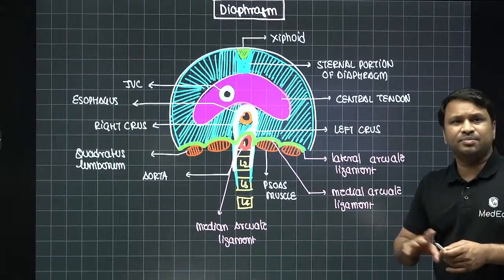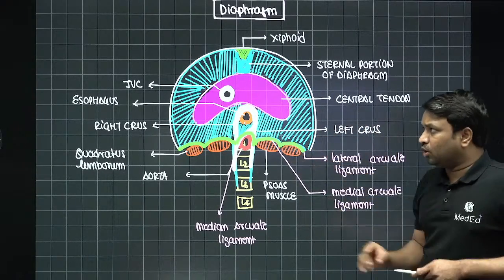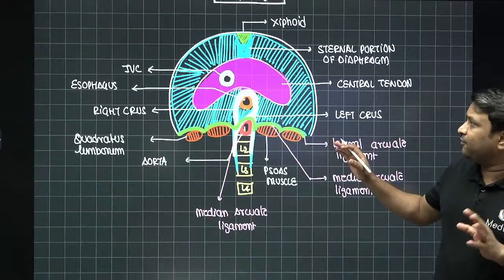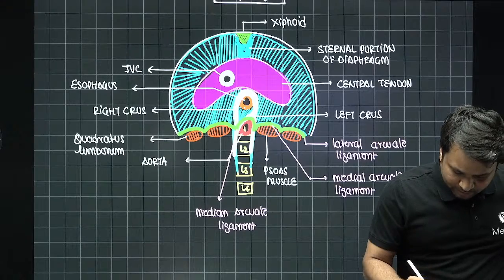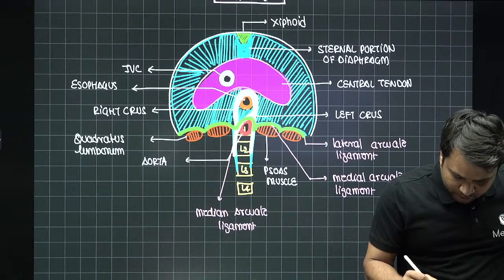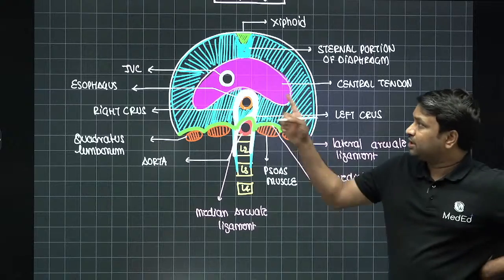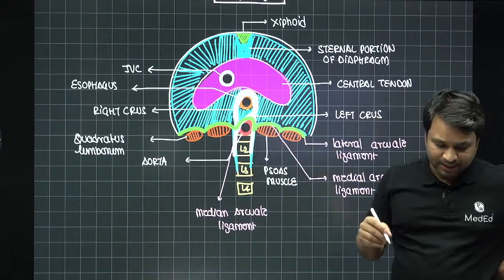So this is the basic orientation of the diaphragm that you need to know, from all the aspects, right? When you look at the entire diaphragm, there are 3 openings present. If I keep it very simple, opening number 1 is here, opening number 2 is here, and opening number 3 is here. So what are the 3 openings? You have the IVC, you have the esophagus, and then you have the aorta, right?